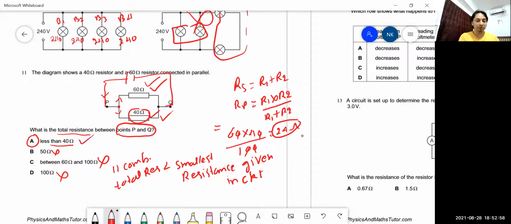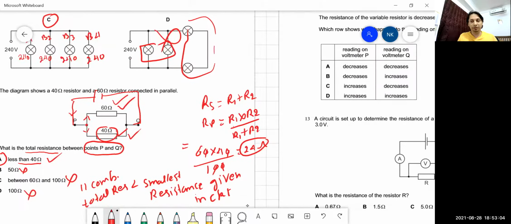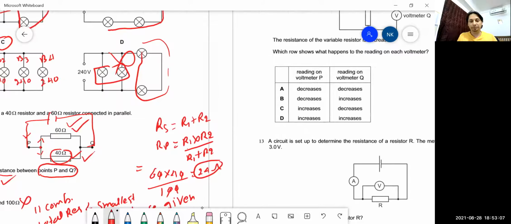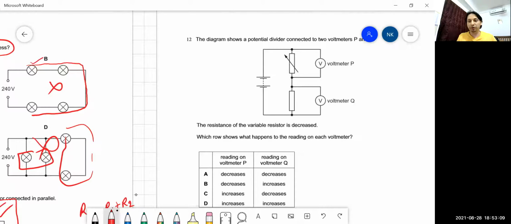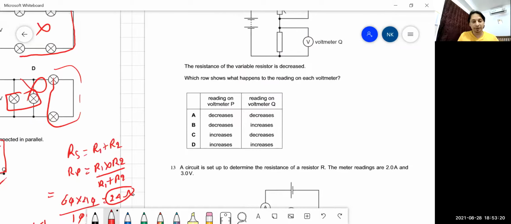So here we have A. Let me move to the next question. This was question number 11. So question number 12. Question number 12 again, children, I want to skip this one. Potential divider questions we are not going to do. Potential divider we will look at another time after we discuss this in class.